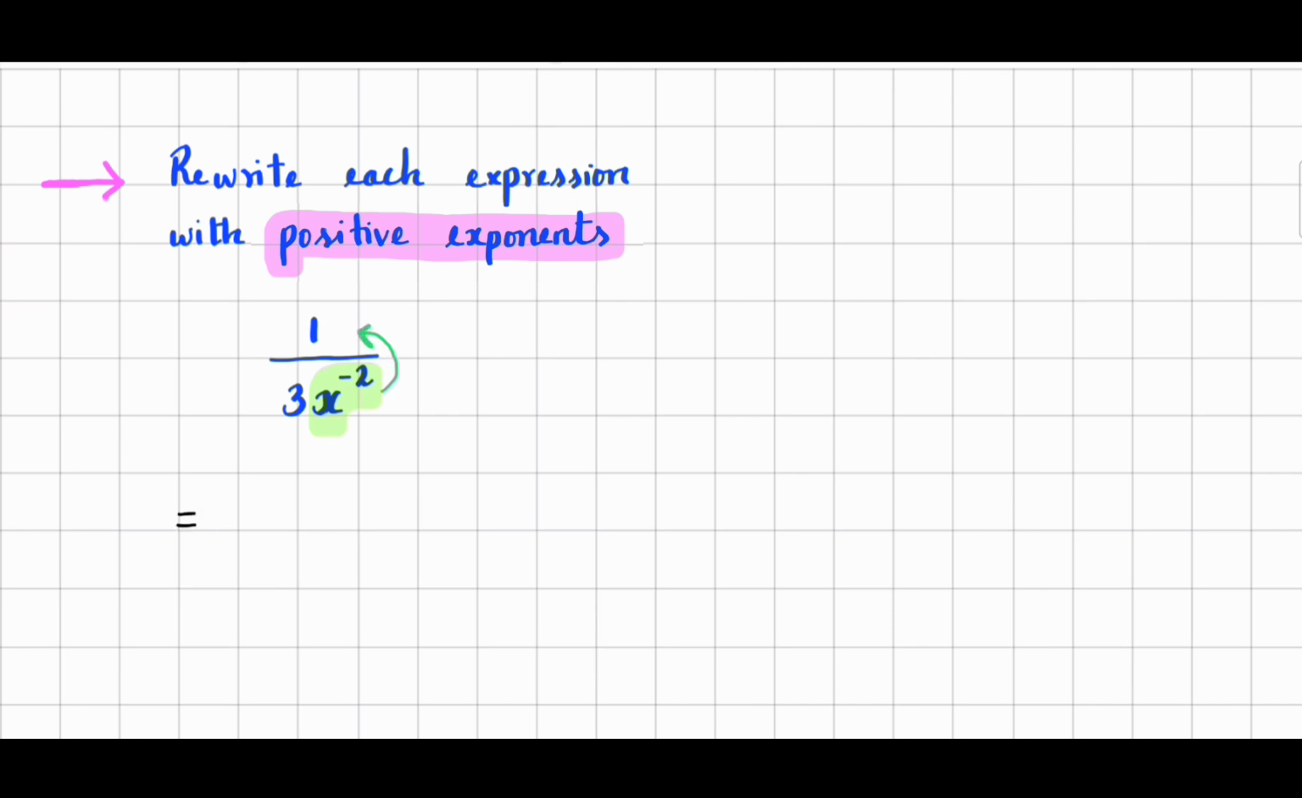So we have 1 times x square divided by 3. Because we brought the term from the denominator to the numerator, we change the sign of the exponent. See, it was negative, now it's positive. And after bringing it, multiply it with the one already in the numerator. Okay, we get 1 times x square is x square divided by 3. That's it, since we can't go further.